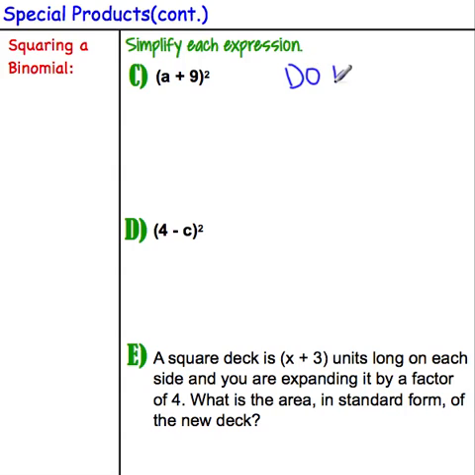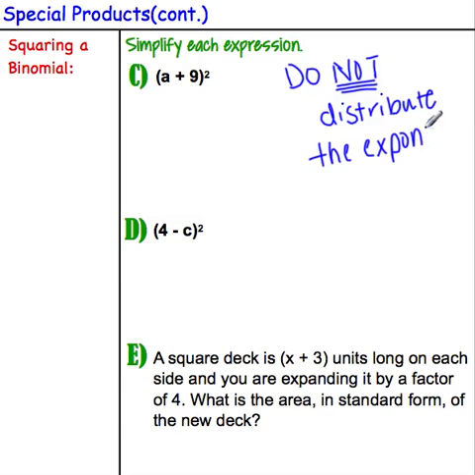And I want you to write, do not, emphasize the not, distribute the exponent. You cannot simply square the a and square the 9. It doesn't work that way.